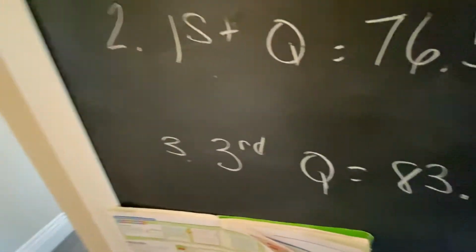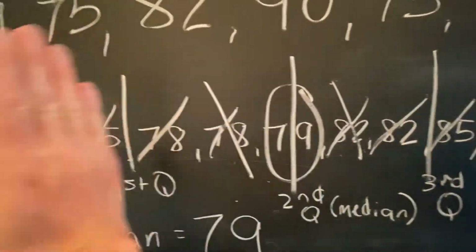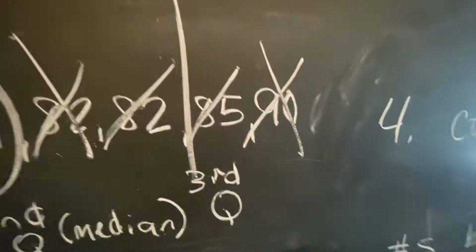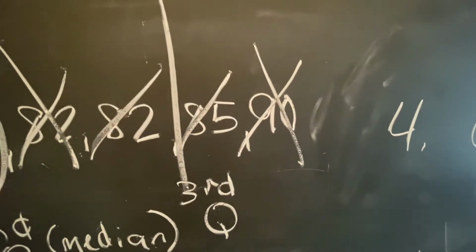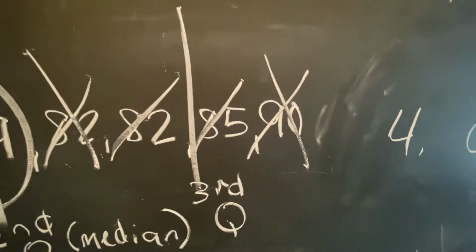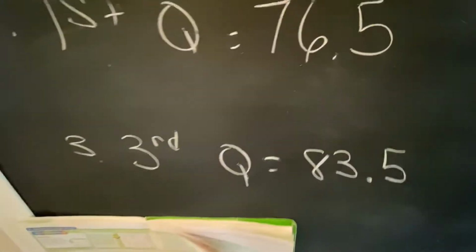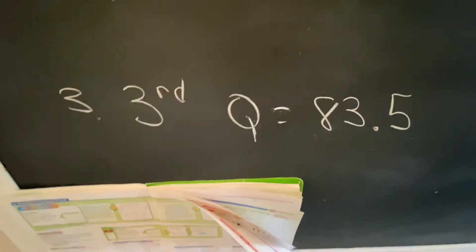And then for number 3, the third quartile. Again, I find my median. I'm not worried about any of these numbers. I'm only worried about these numbers that come after the median. That's why I crossed off the 2 numbers, 82 and 90. And I have to find the middle of 82 and 85. So I add those up, divide by 2, and my third quartile is 83.5.